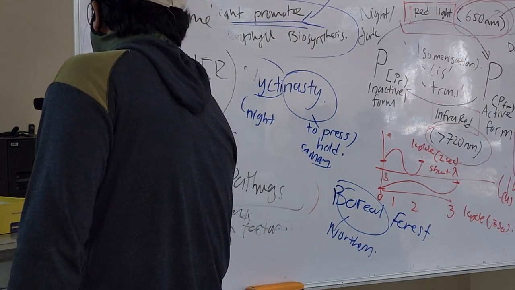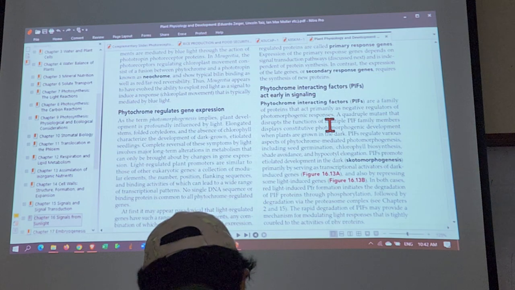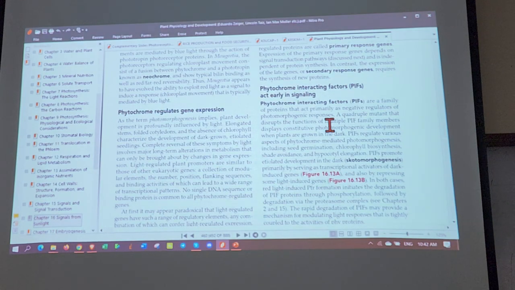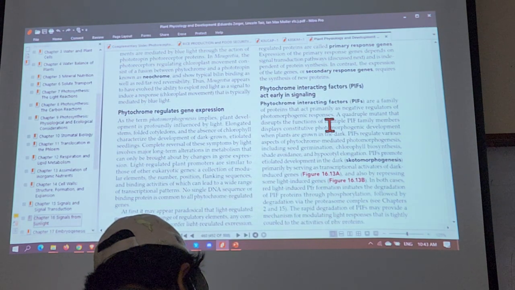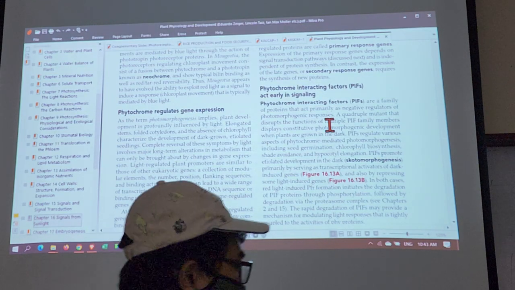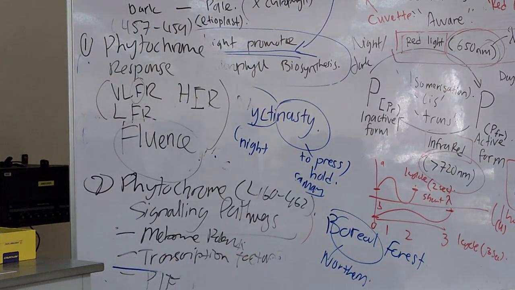You can find everything within this book, the two pages for both topics. You just need to read two or three pages of it, okay? So the first one, the phytochrome response, that would be pages 457 to 459. For this one, 460 to 462. Okay, so who asked for the first topic?